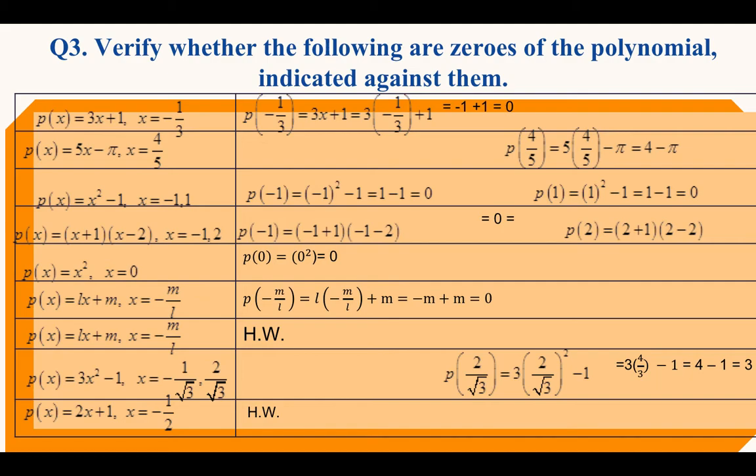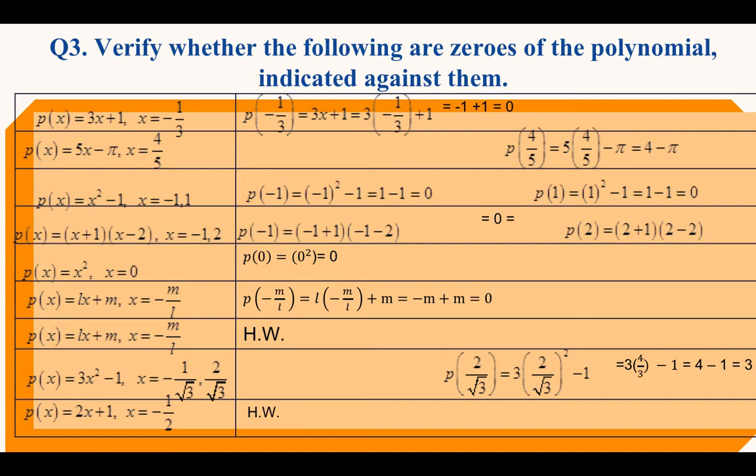Now the fifth question. P of x is equal to x square, where we have to check the value at x is equal to 0. So now we will put x is equal to 0. So P of x, means P of 0 is equal to x square, means 0 square. So this is equal to 0.